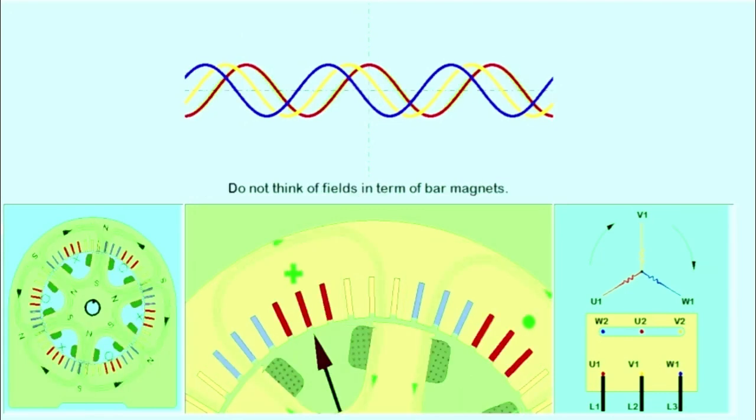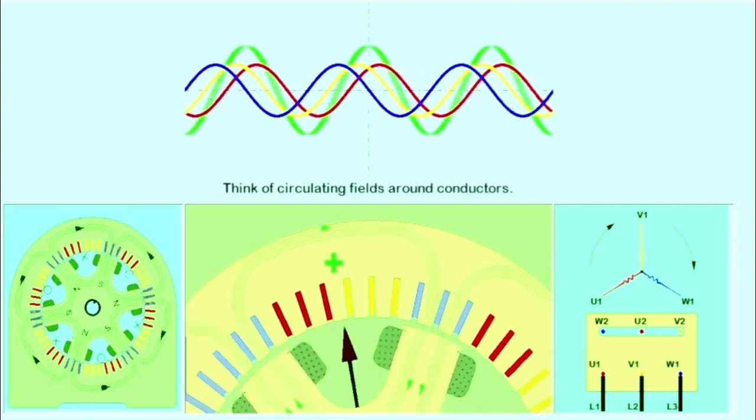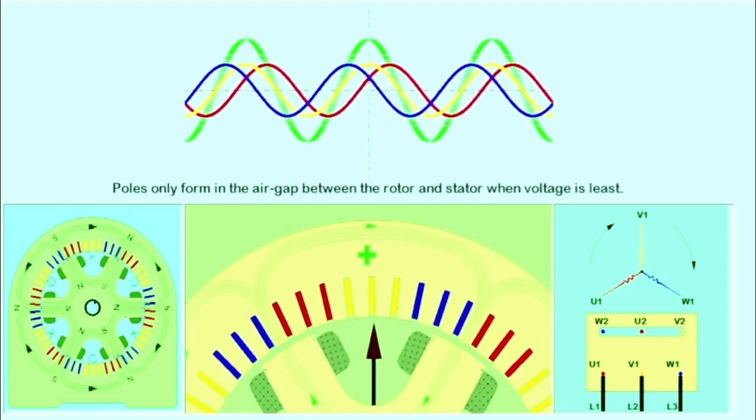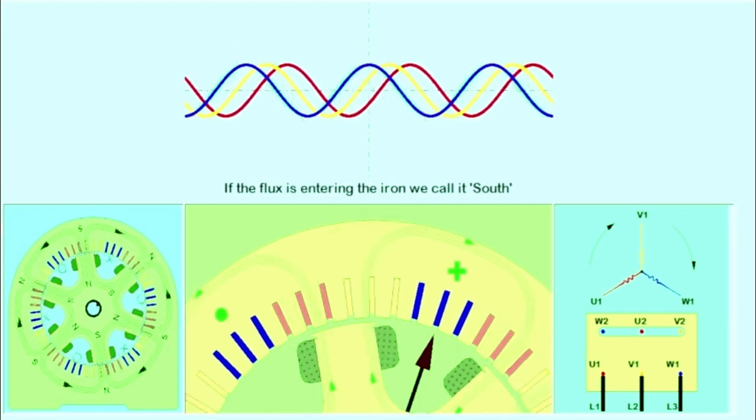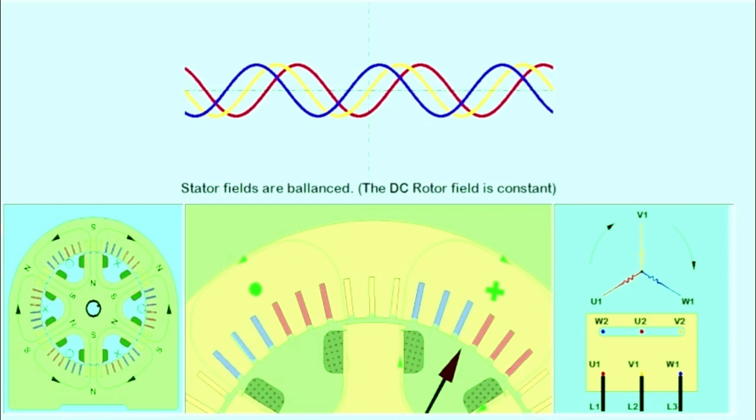Do not think of fields in terms of bar magnets. Think of circulating fields around conductors. Poles only form in the air gap between the rotor and stator when voltage is least. If the flux is leaving the iron, we call it north. If the flux is entering the iron, we call it south. The stator fields are off or balanced. The DC rotor field is constant.